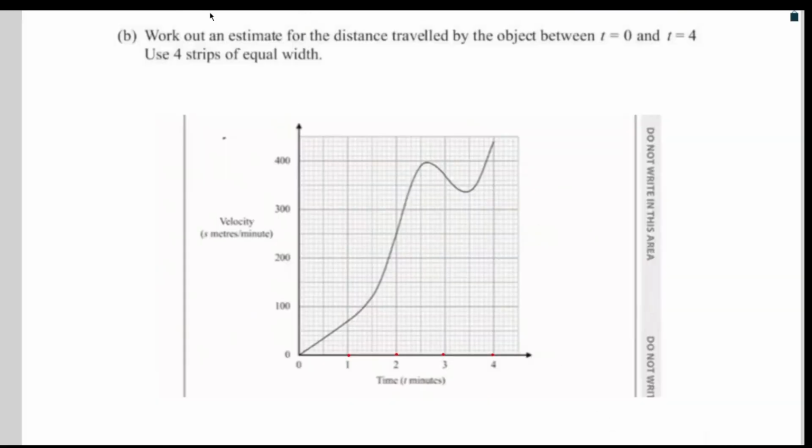Part B, work out an estimate for the distance traveled by the object between t equals 0 and t equals 4. Use 4 strips of equal width. We need to get the distance. We know that area under the velocity time graph equals the distance traveled by the object. So we need to get the area under the graph. To get the area under the graph, we've been asked to use 4 strips of equal width.